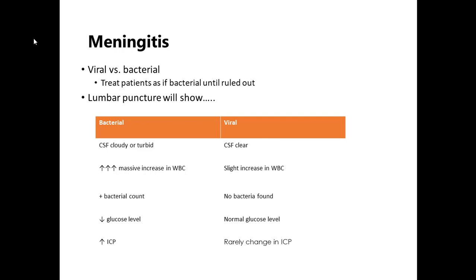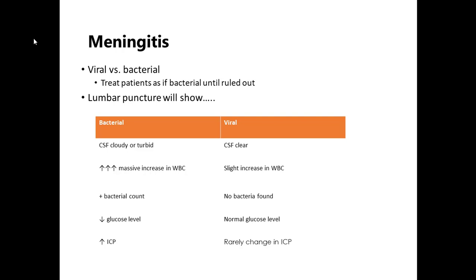Like I said, there's viral and there's bacterial. Every patient needs to be treated as if it's a bacterial meningitis until bacteria is ruled out, because bacteria will cause death a lot quicker than viral. And if you're waiting to find out if it's bacterial or viral, you're losing that time treating the bacterial infection.